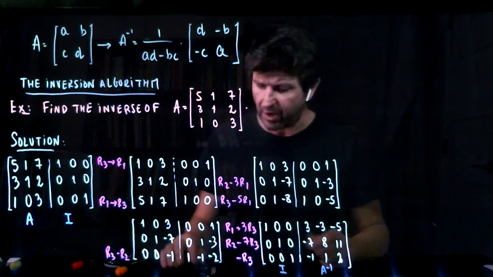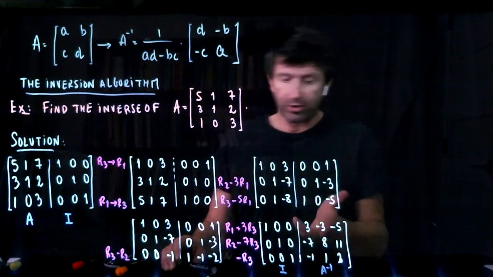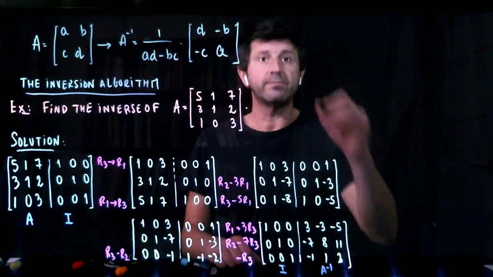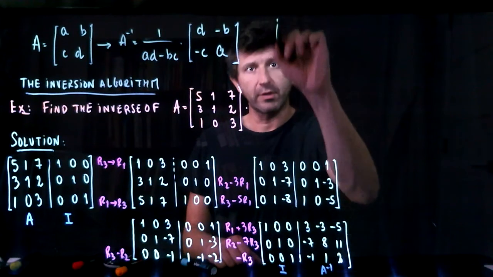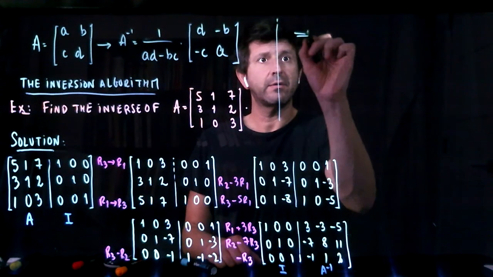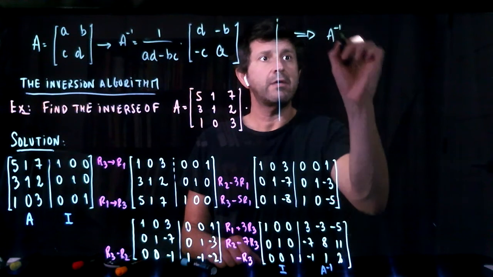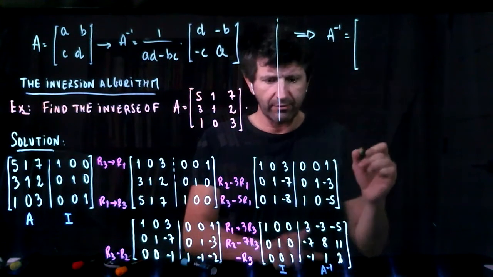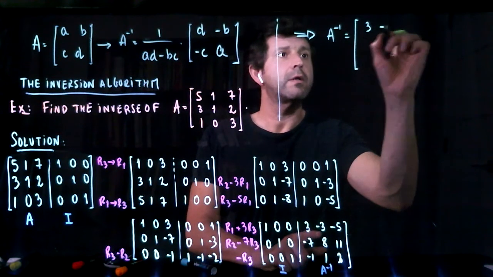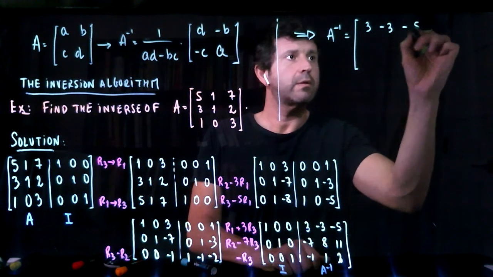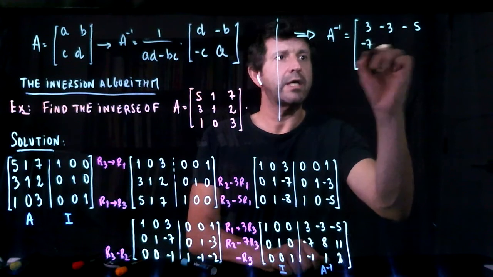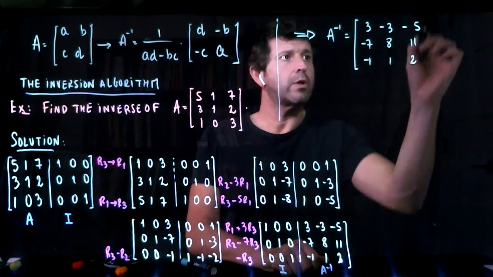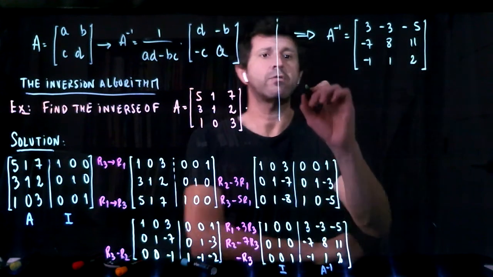Okay, so let's verify that we are correct. So I'm going to write right here, A inverse is equal to, so what did I find? 3, -3, -5, -7, 8, 11, -1, 1, 2. Okay, so verification.